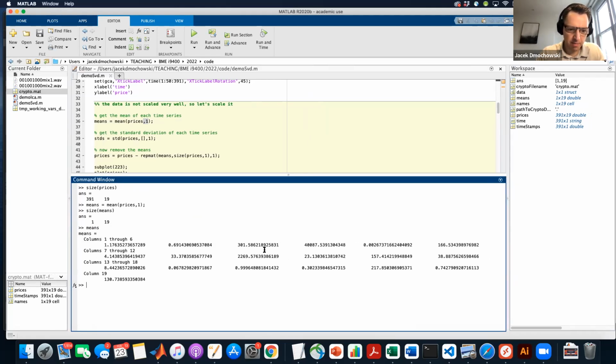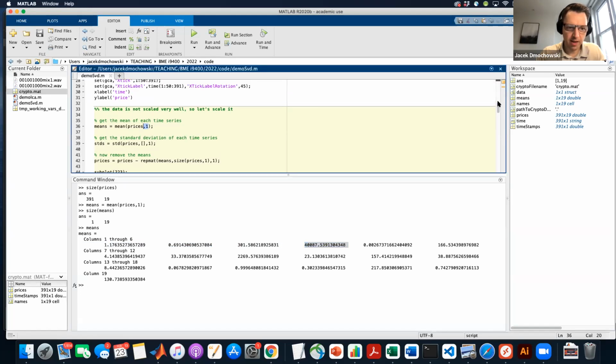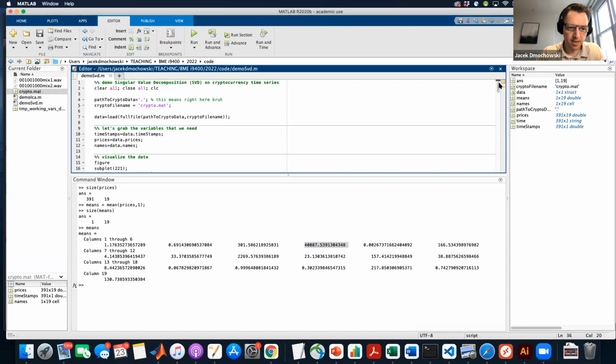What you will see is that the means of the currencies vary wildly. And so currency number 4, which I believe is probably Bitcoin, right? 40,000 sounds about right for Bitcoin.